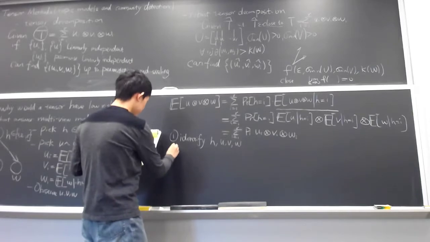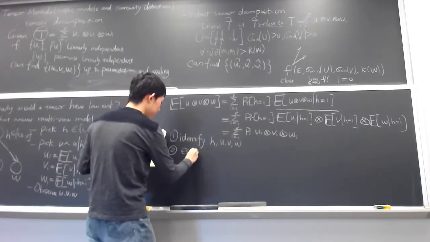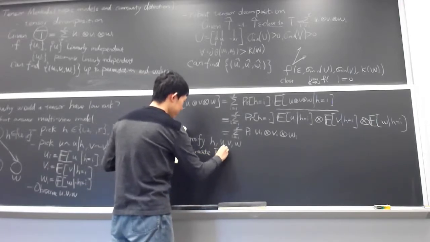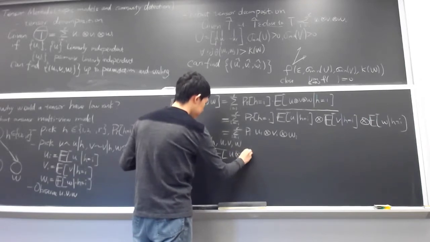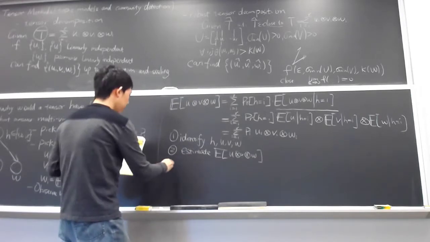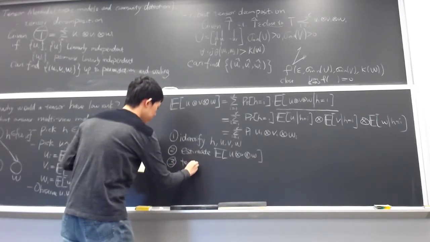The second step is often easy. Once you identify U, V, and W, you just estimate the expectation of U tensor V tensor W. And the third step, you just do tensor decomposition.